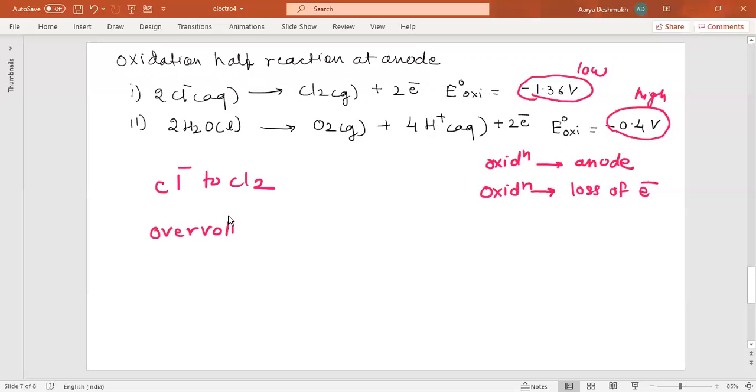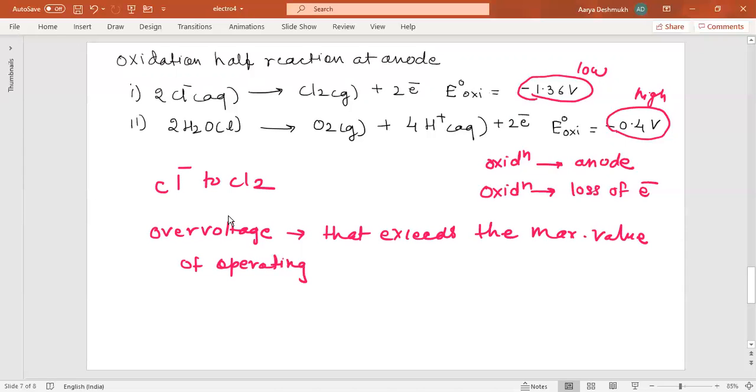So what is this overvoltage? This is the voltage that exceeds the maximum value of the operating voltage which is occurring in the circuit. If the existing voltage in the circuit or in the cell exceeds the maximum value of operating voltage in an electric circuit. Okay, this much explanation is sufficient for your level.